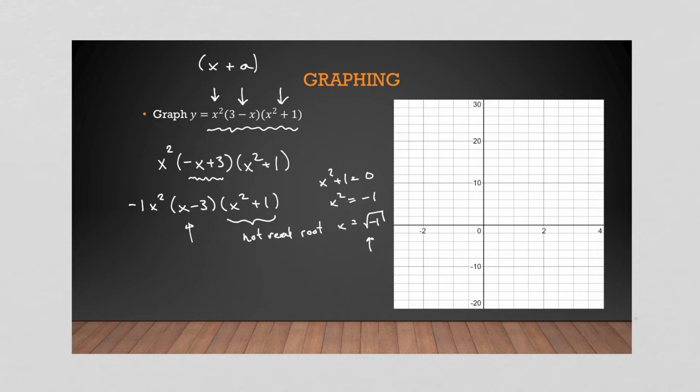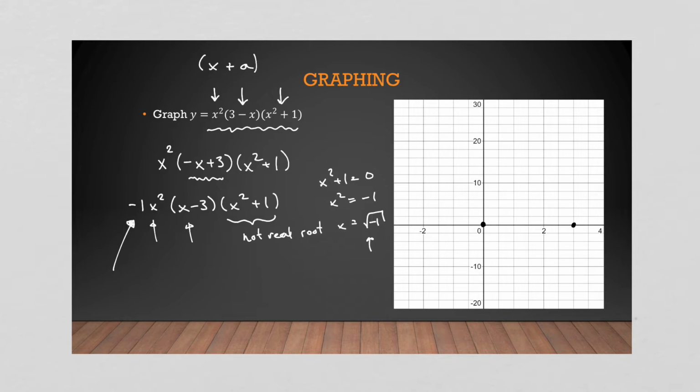Watch the scale on this graph. X equals 3 is right here. The next thing we're going to look at is this x squared here, and that is a root at x equals 0, but it is of multiplicity 2. So we're going to be bouncing off that point. And then factoring out that negative gives us a negative leading coefficient, which is going to affect our end behavior.